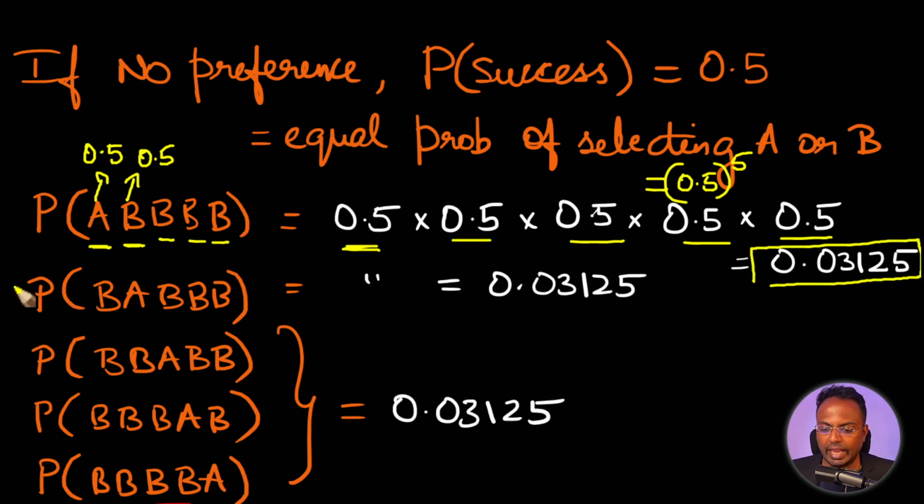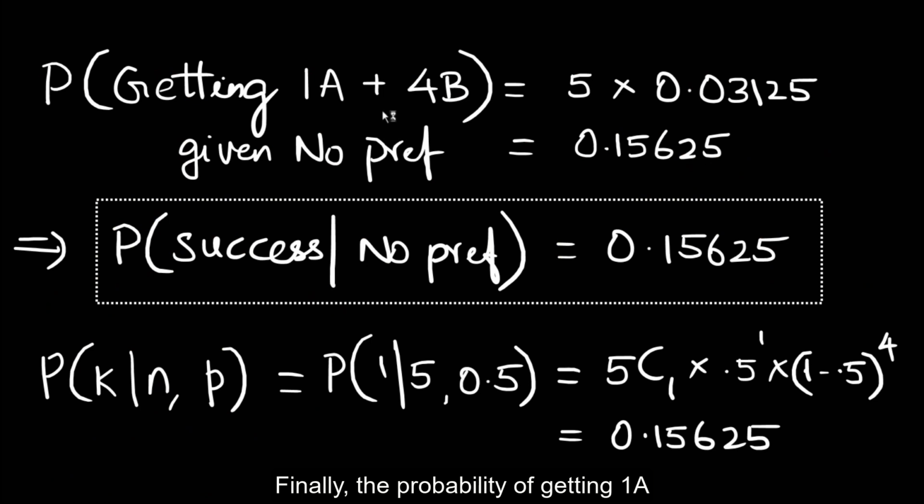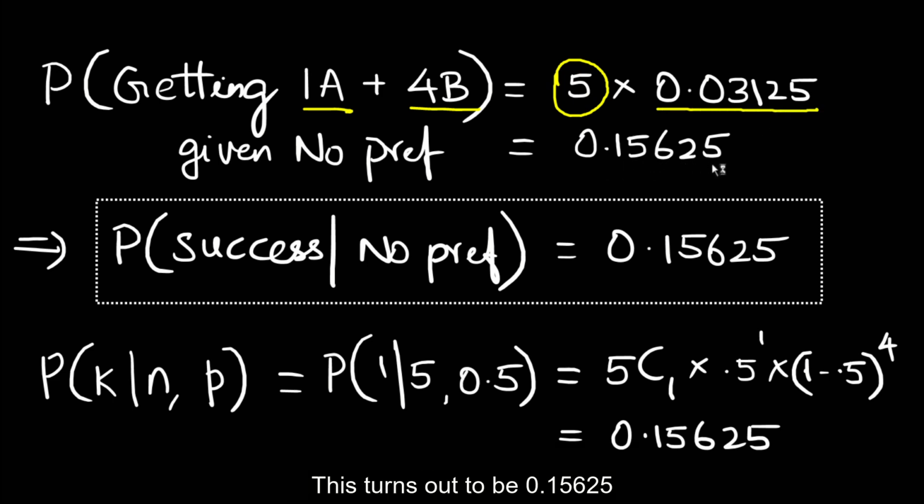And if we want to calculate the probability of this event occurring, this sequence occurring, then the formula remains the same, because the probability of picking A is also 0.5. So 0.5 power 5 is the same for all of the cases we have here. So finally, the probability of getting 1A and 4B is nothing but 5 times the probability that we computed. This turns out to be 0.15625.